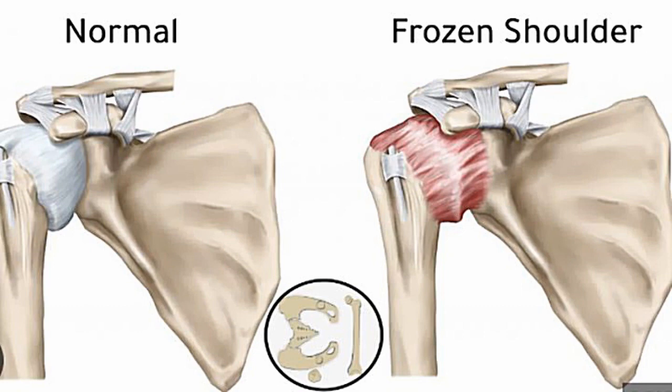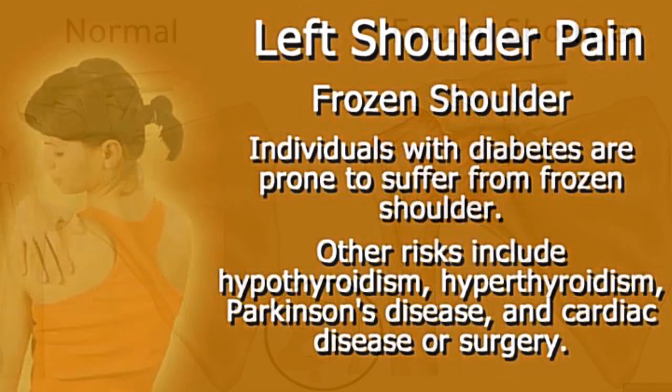It's common for frozen shoulder to occur when a shoulder is immobilized for a period of time, particularly after an injury. Individuals with diabetes are also prone to suffer from frozen shoulder. Other risks include hypothyroidism, hyperthyroidism, Parkinson's disease, and cardiac disease or surgery.